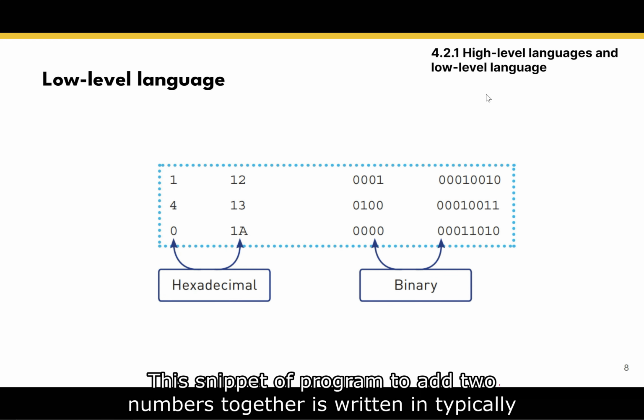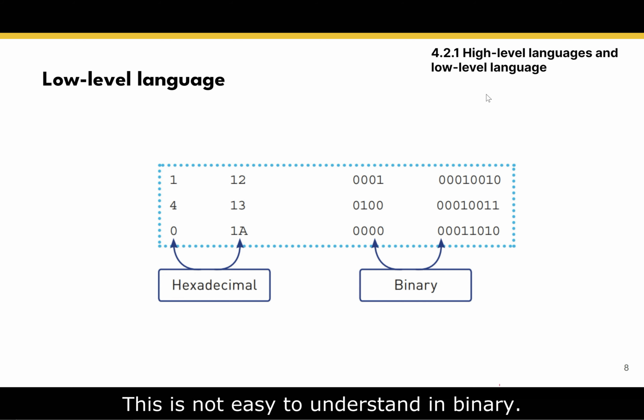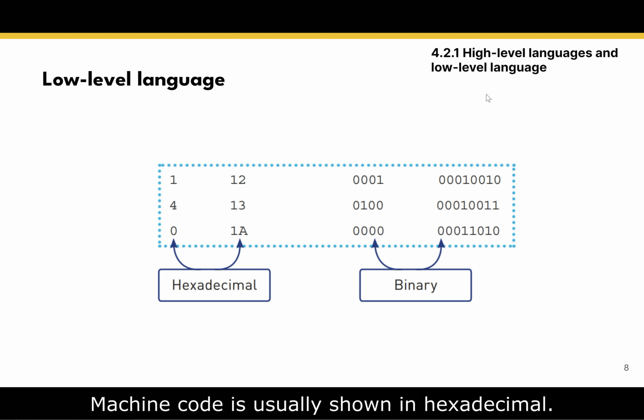This snippet of a program to add two numbers together is written in typical machine code, shown in both hexadecimal and binary, and consists of three statements. As you can see, this is not easy to understand in binary. Machine code is usually shown in hexadecimal.